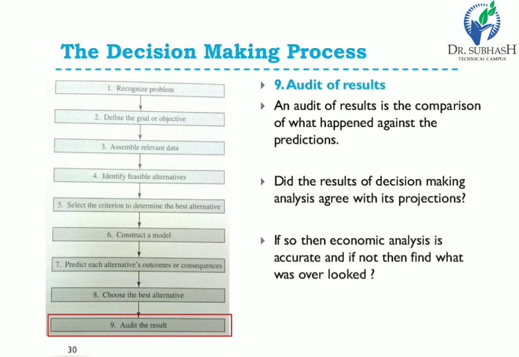So here is the end of this video on the decision making process, and there are 9 steps to find the best decision among the given alternatives.